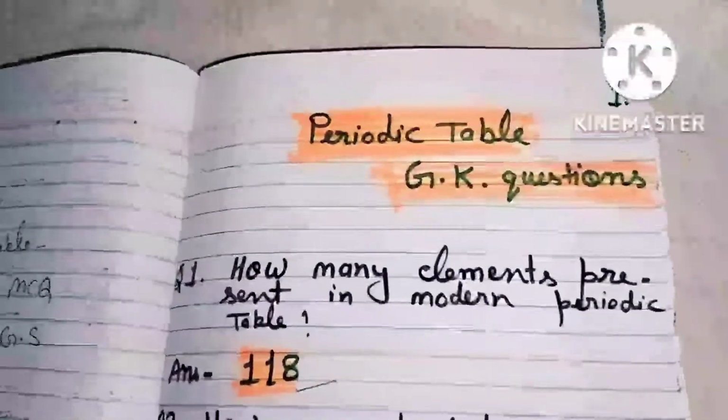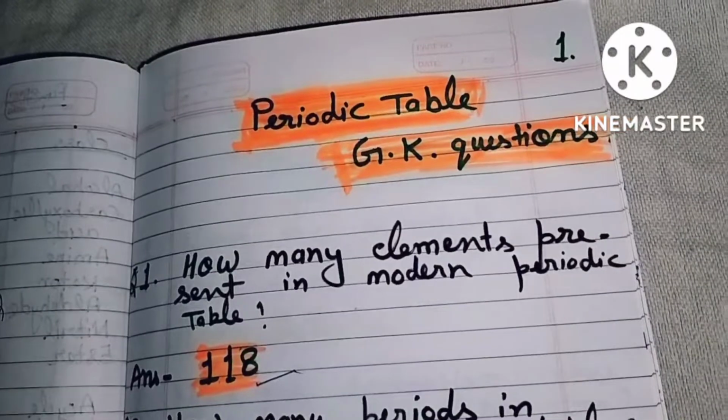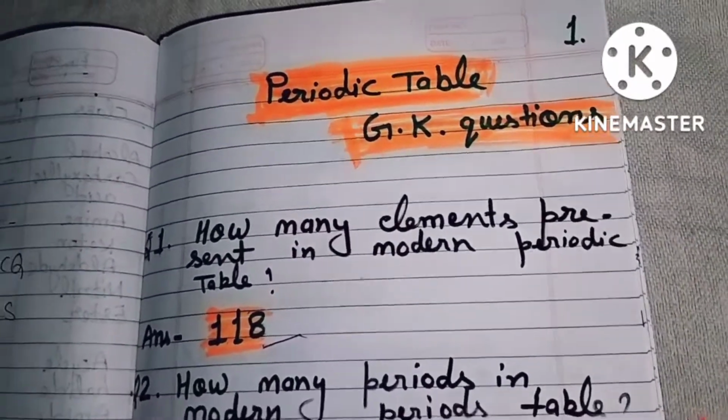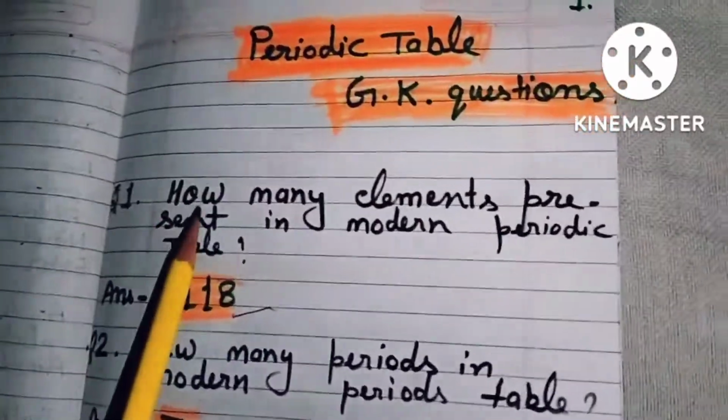Now we study chemistry GK questions on the basis of the periodic table. Now let's start. Question number 4 first.